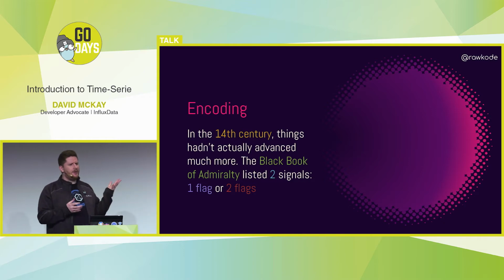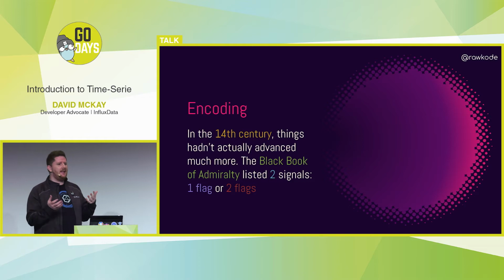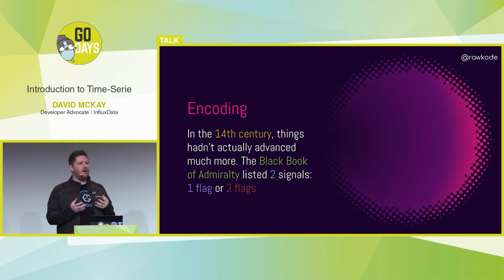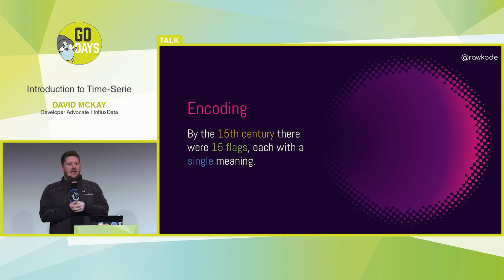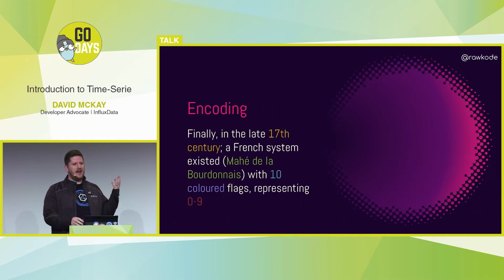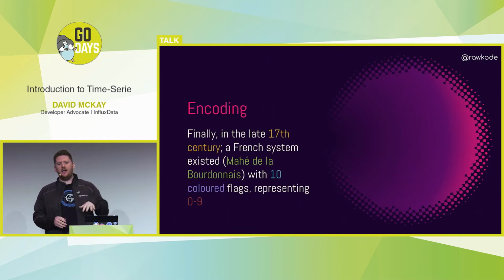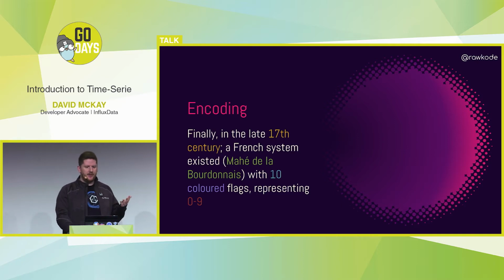In fact, there were only one or two flag systems until the 14th century. So if you think about that, that's a lot of years before anything changed or progressed from the one or two flag system. It wasn't until the 15th century that things actually got a little bit more sophisticated. We had 15 flags, a combination of colors and letters and so forth. And this is actually still the system that is used today by ships and admirals.